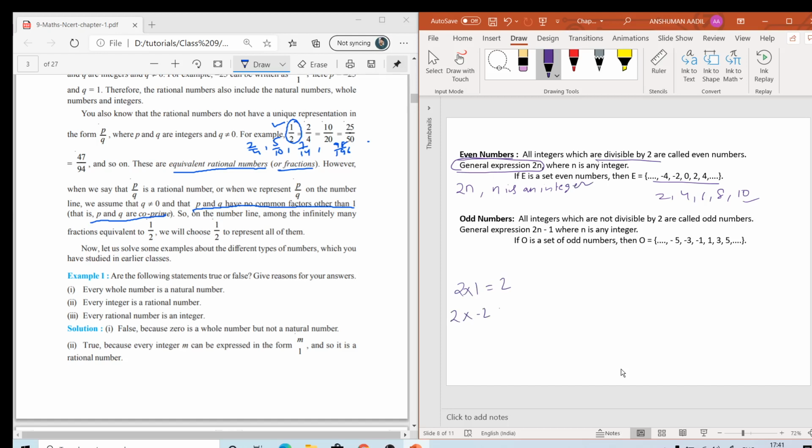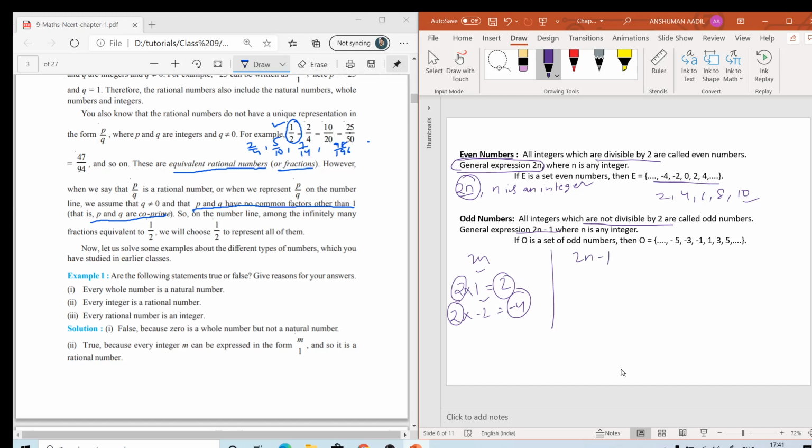2 into 2, we are going to get 4. So here 1 and 2 are integers, and when multiplied by 2, they are going to give us an even number. So an even number can be represented by 2n. Likewise, odd numbers are the numbers which are not divisible by 2, and they are represented by 2n minus 1.